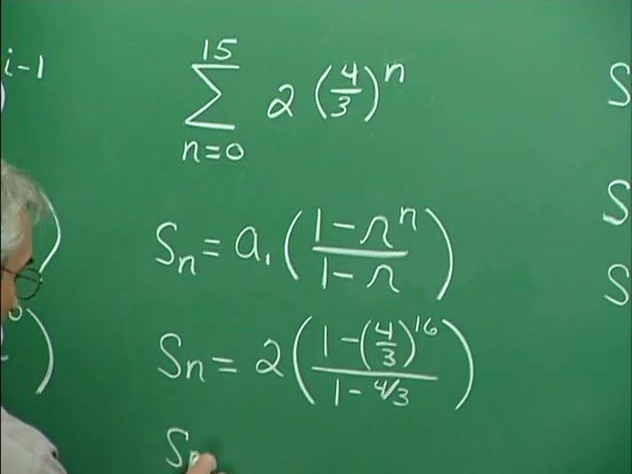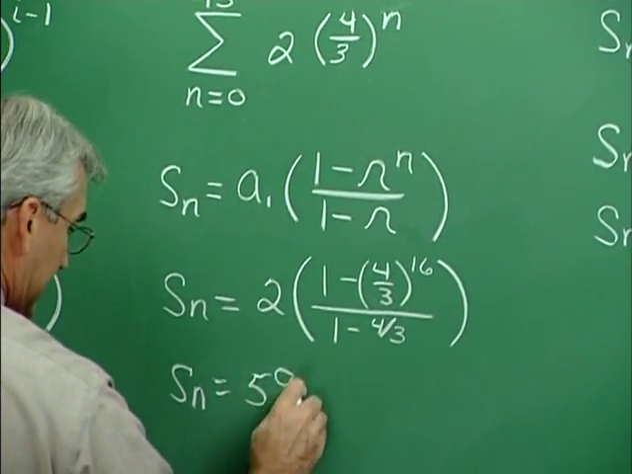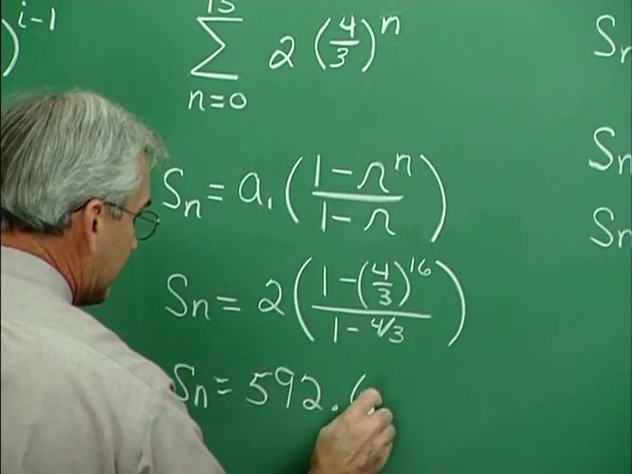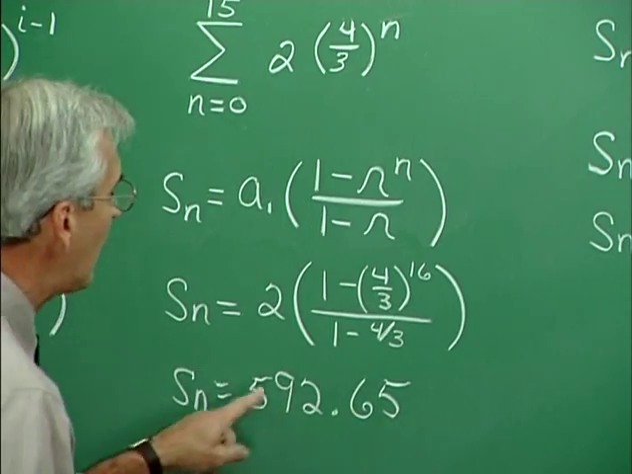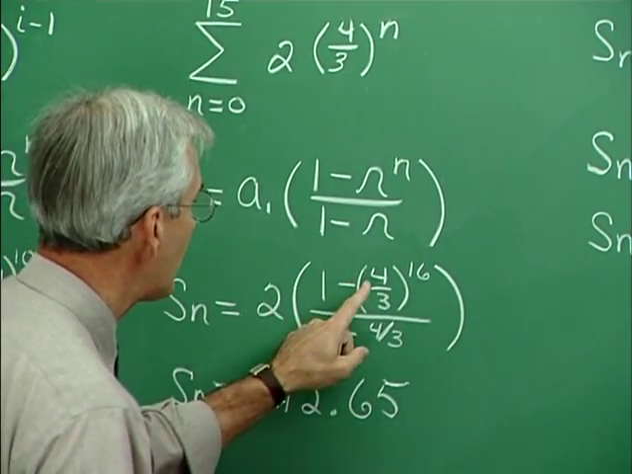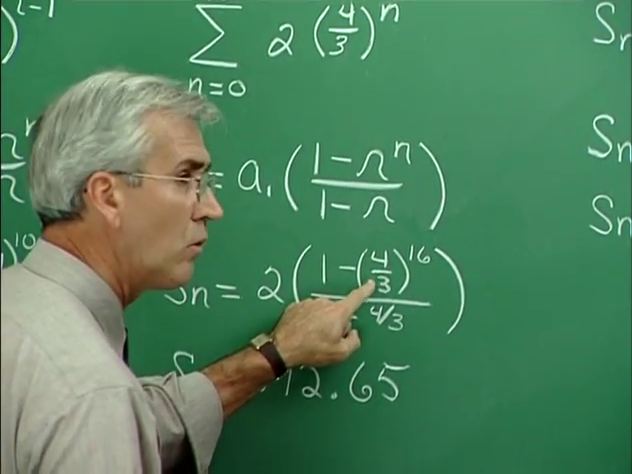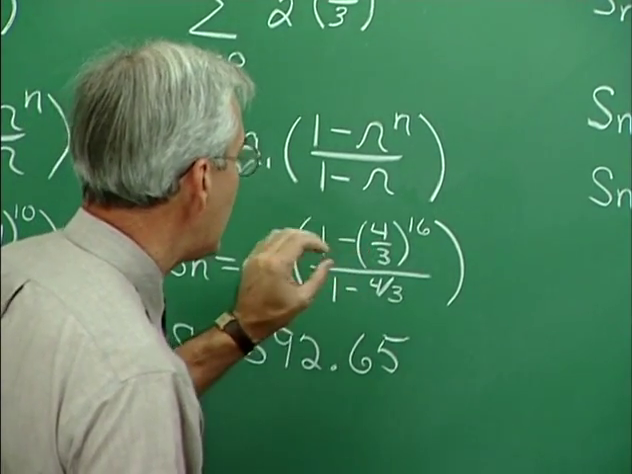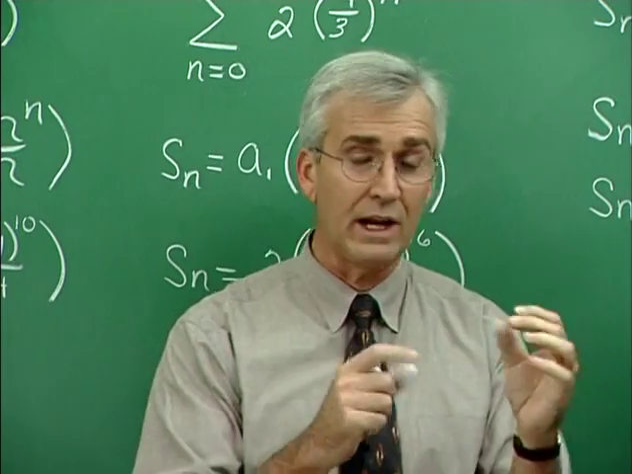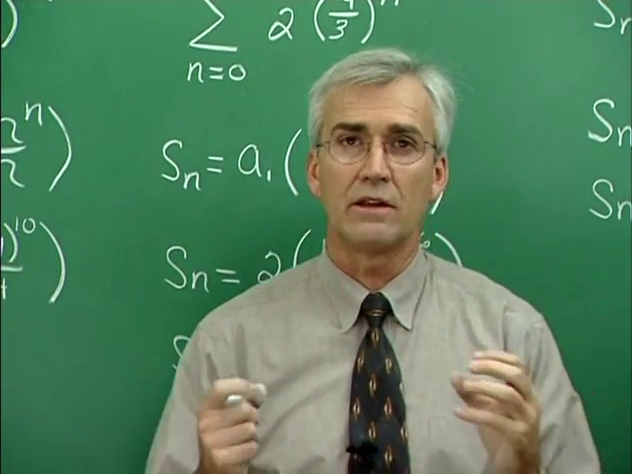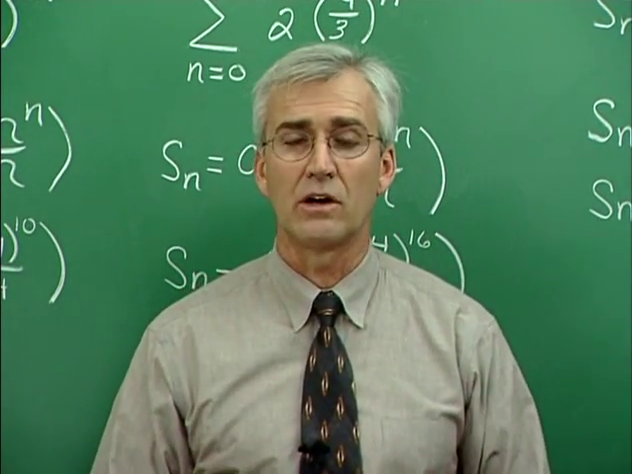At any rate, that sum turns out to be 592.65. Now, this is a large value mainly because the common ratio is a number larger than 1. And really, any time that common ratio is larger than 1, and you're adding a lot of things, then the number tends to be pretty large.